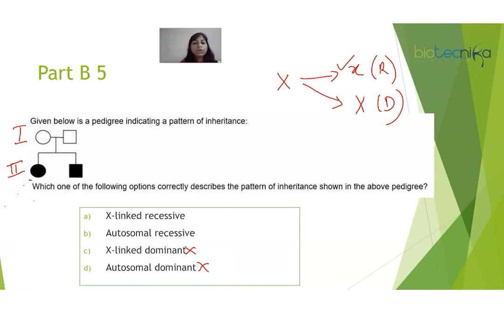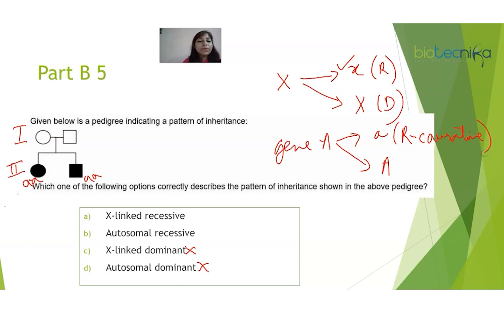It has to be autosomal recessive, and that is when it is possible that this individual can be small a, and this individual can also be small a. Let's suppose it is gene A and the recessive allele is the causative allele. Then these two individuals can be heterozygotes, and that's when it is possible. So X-linked recessive is also not possible. Only possibility is autosomal recessive.